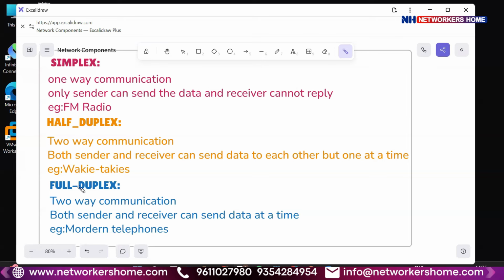And here we have full duplex. Full duplex means, again, two-way communication. The sender and receiver can both send data at a time, like your WhatsApp call or a normal phone call. So both people can talk at the same time. That is called full duplex.